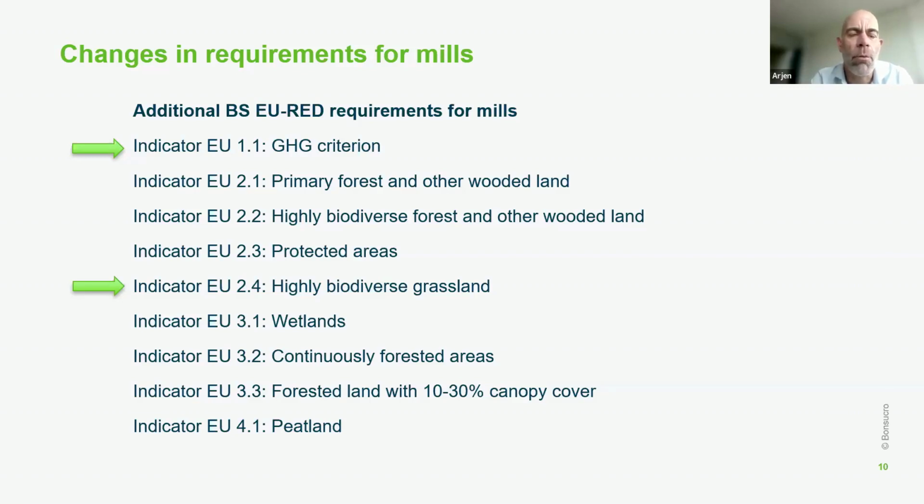There are two indicators where some changes have occurred, which is indicator 1.1 on the greenhouse gas criterion. I will not deal with those changes now. I'll do that a bit later in conjunction with the changes in the greenhouse gas criterion for the supply chain. And then there are changes in the requirements in indicator 2.4, which is on highly biodiverse grassland.